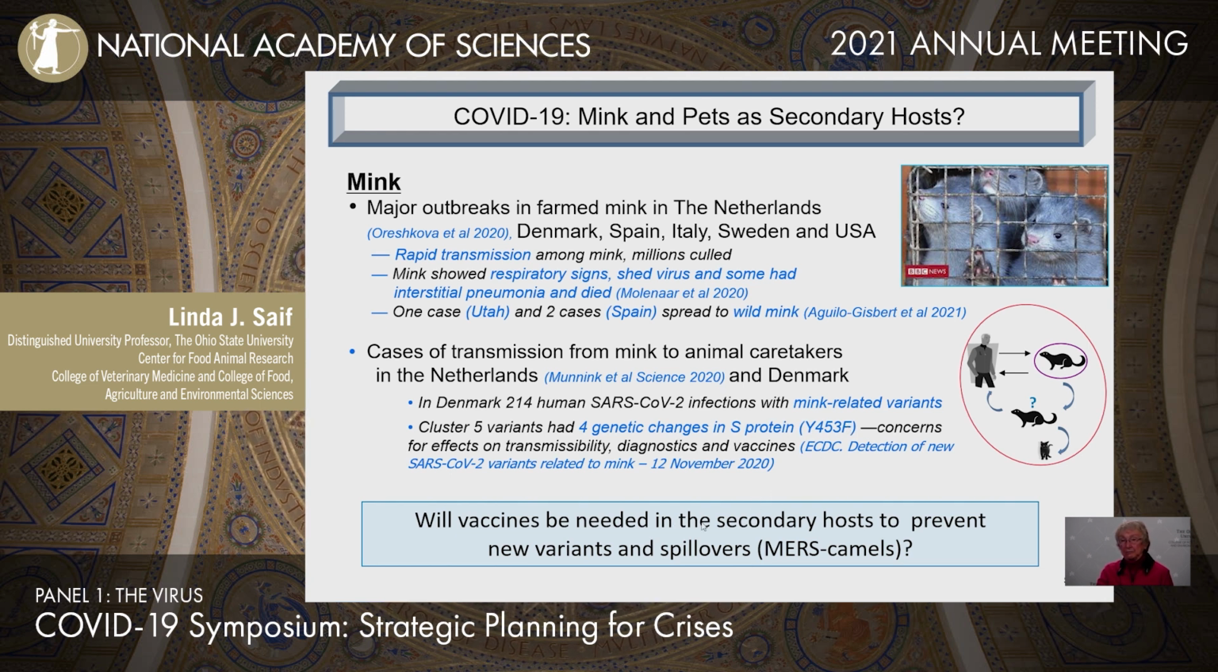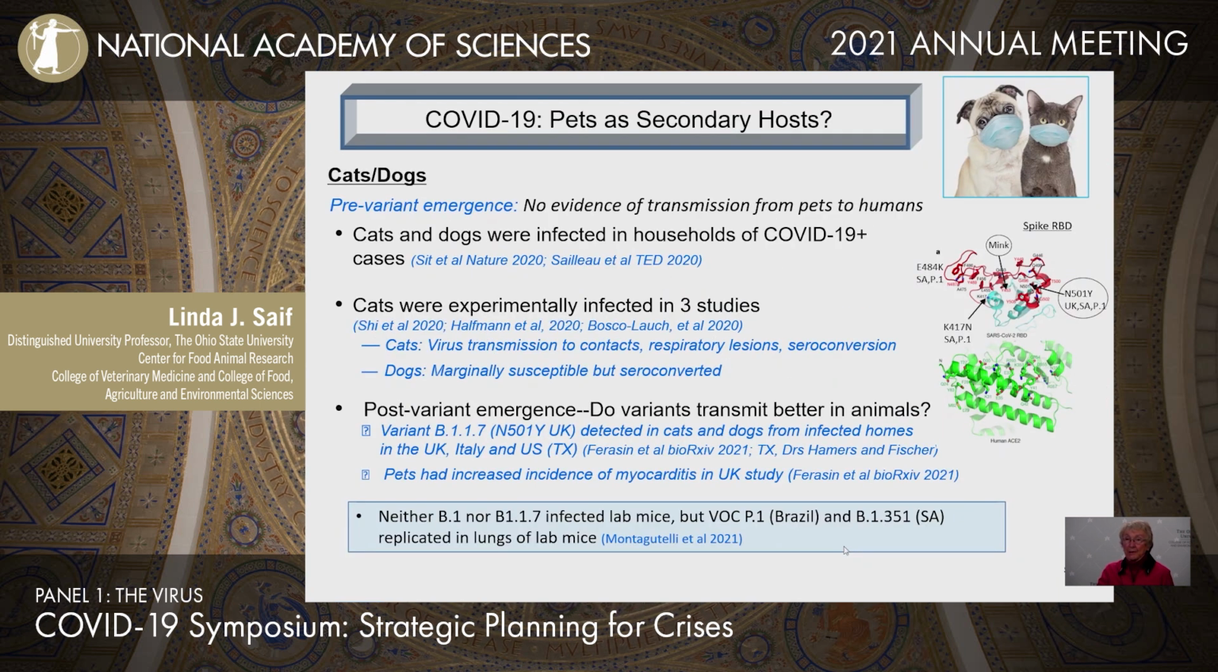So the question is, will vaccines be needed in the secondary host to prevent new variants and spillovers or reservoir community? And this might also be the case to control the MERS coronavirus by vaccinating camels. Going on to pets, the secondary host in cats and dogs, we have the pre-variant emergence in terms of the coronavirus circulating in humans. There is no evidence of transmission from pets to humans, but there are cases where pets, cats and dogs, were infected in a household of COVID-19 cases.